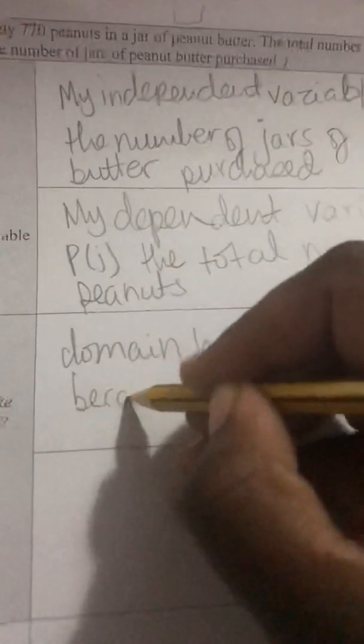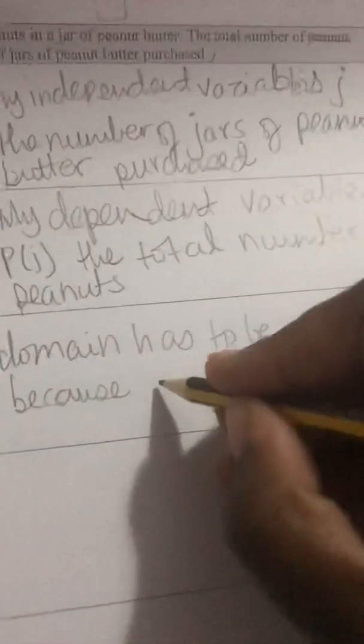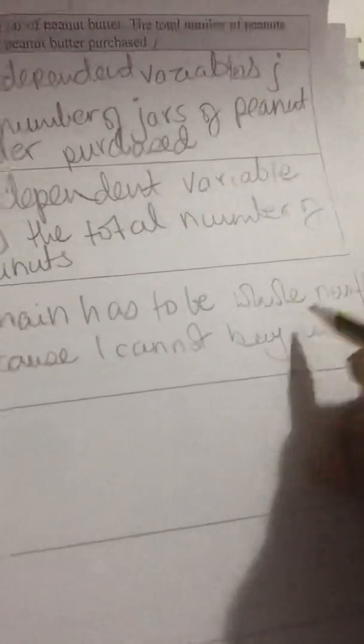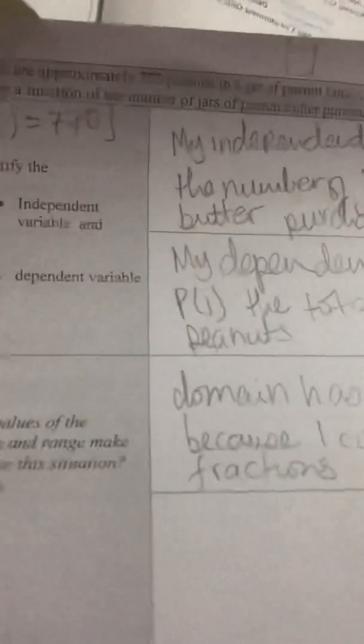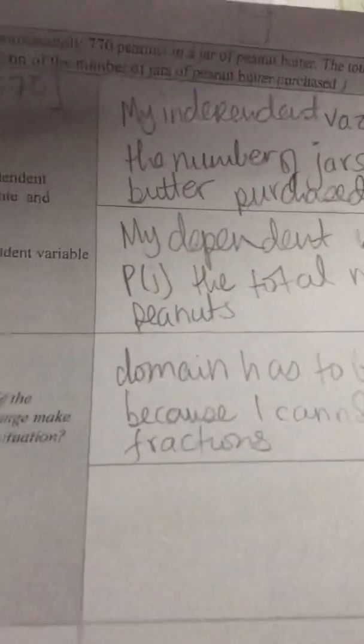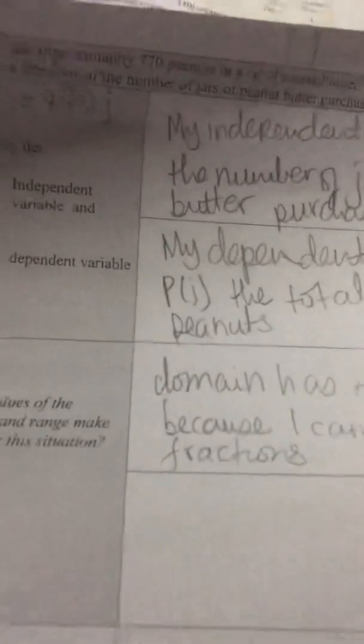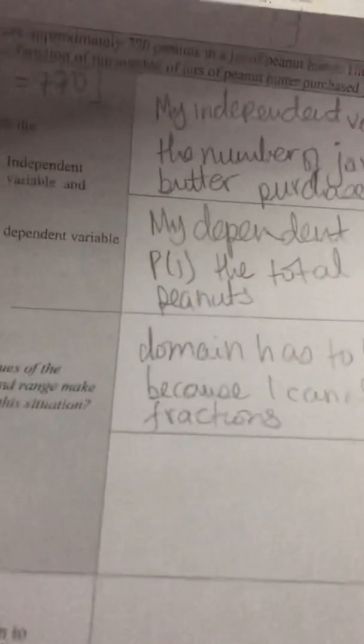So the domain has to be a whole number because I cannot buy in fractions. If I was buying meat, I can say, give me 1/2 kilogram of meat. Give me 3/4 kilogram of meat. So there, my domain has to be positive rational numbers. Because I can buy using fractions.